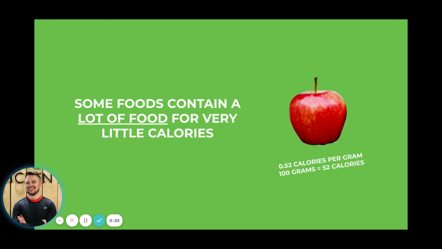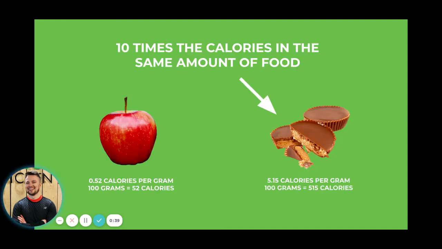Then on the other hand, you have some foods that contain a lot of food for very little calories. An example of this, which is a great example, is an apple. They have half a calorie per gram, so 100 grams gives just 52 calories. So when we compare the two, you can see that the Reese's chocolate contains 10 times the amount of calories in the same amount of food.